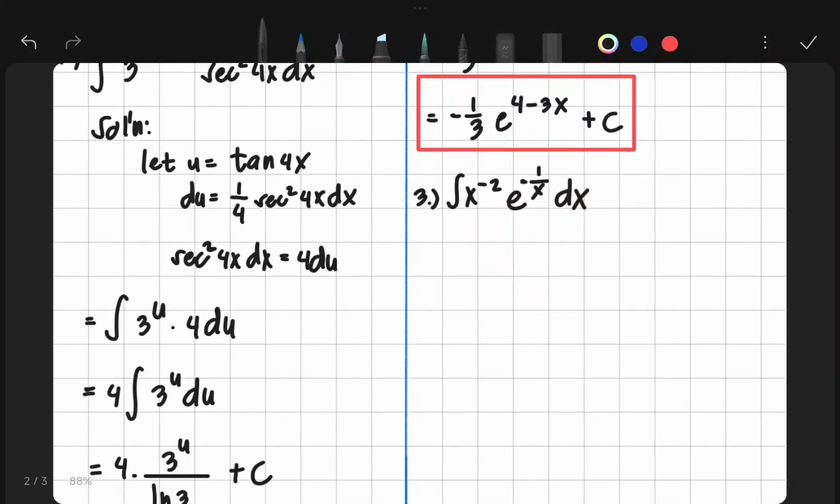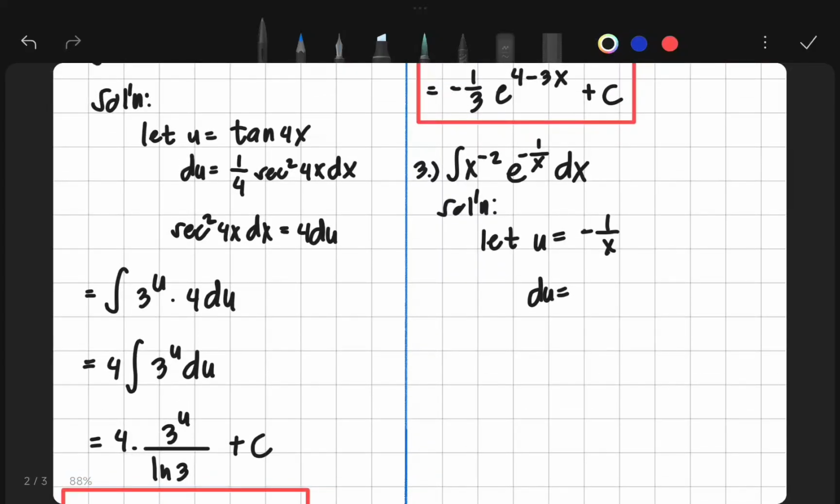Okay, so for this one, we still need to use substitution, right? And what do you think will be our u? I noticed that if I let u equal to negative 1 over x, that will be our u, because if you differentiate this one, du is simply equal to 1 over x squared dx.